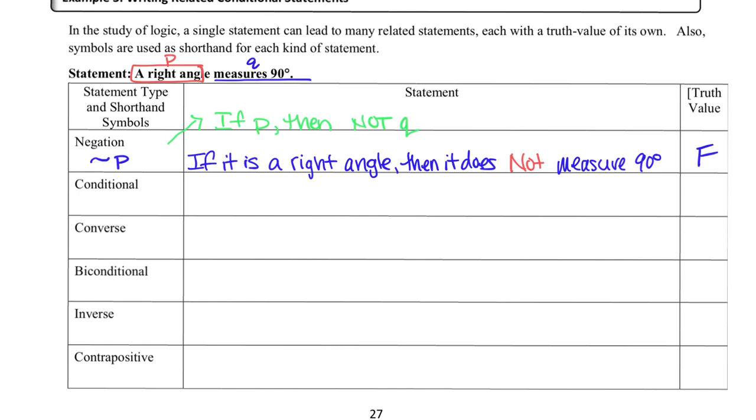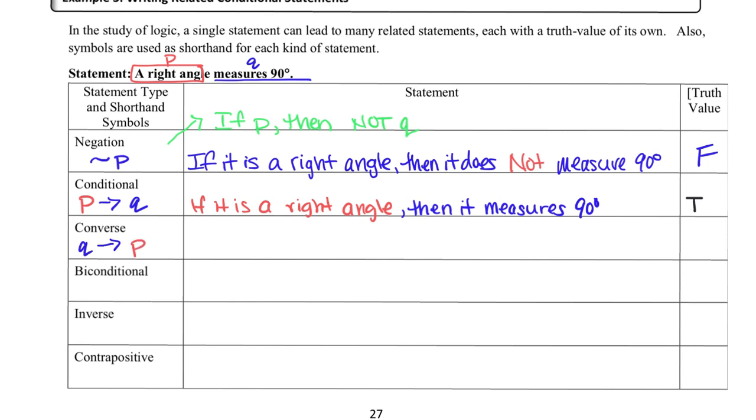If we have our conditional statement, that was P implies Q. So we would have, if it is a right angle, then it measures 90. So this conditional statement is true because if you're a right angle, you are 90 degrees. So that's definitely true. Converse means we're going to switch the Q and the P. So the Q is going to come first, and then the P is going to come next.